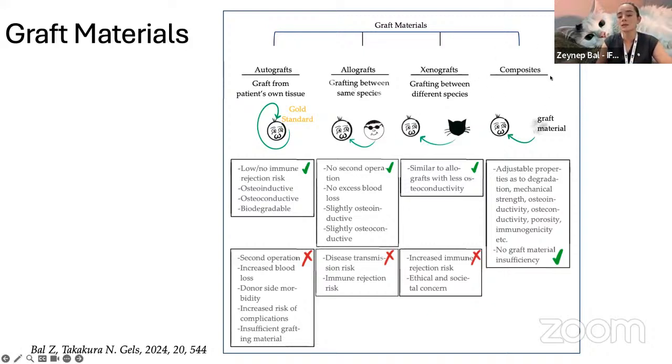So in the end, scientists, surgeons, doctors, and engineers end up with composites because they are adjustable. You can adjust the porosity, degradation rate, osteoinductivity, conductivity, many things, and there's no restriction in the graft material. You can have as much as you want. Among the composite grafts are hydrogels, and these are really famous and popular in soft tissue regeneration because their mechanical strength is so similar to most soft tissues, and they have recently started to be used in osteonecrosis of the femoral head studies.